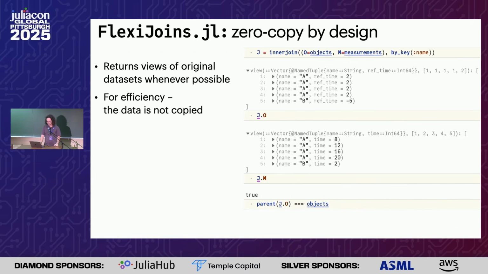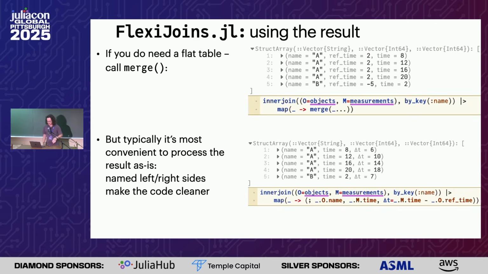So after you get this kind of joint collection, there are several typical ways the processing can go downstream. First of all, if you really need a flat table in the end, not just a collection of tuples and named tuples, you can just call the Julia function merge, because each element in the collection after joining has two elements, one from the left side, one from the right side. With merge, it will just merge all the columns.